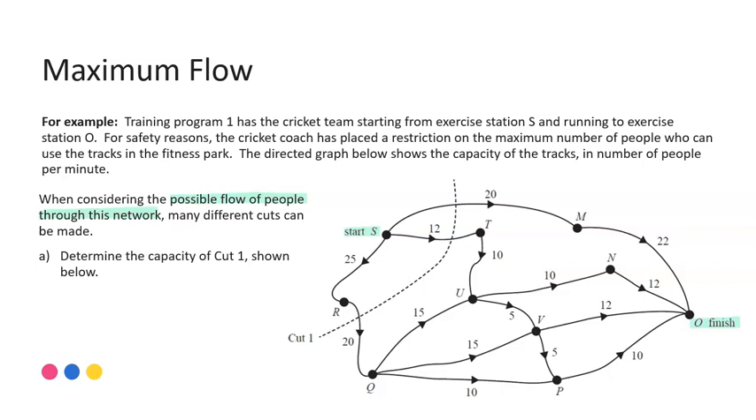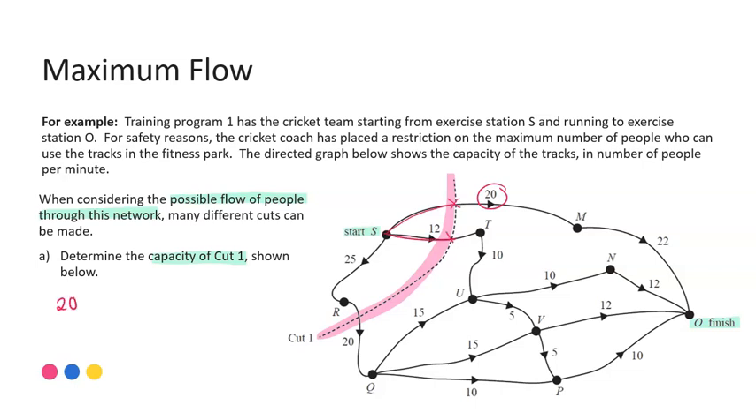We firstly want to determine the capacity of cut 1 shown below. So here we have cut 1 and we need to evaluate it. So no matter what method you want to use to find maximum flow, eventually you still have to be able to evaluate cuts in an exam setting. So again, we think about from the beginning, we travel until we get cut off. And so we've got a weight of 20.